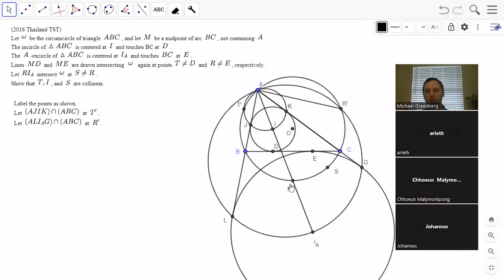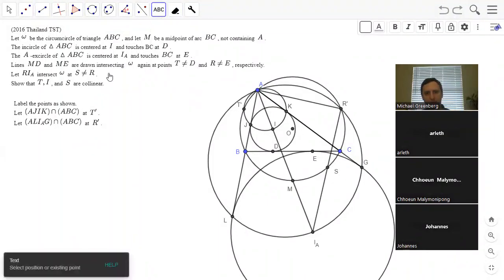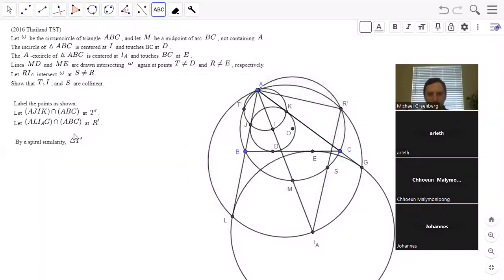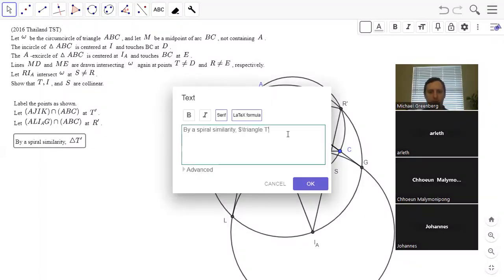I'm sorry, R prime E and M are collinear. So we could still draw that segment if we want. Yes. So by spiral similarity, T prime JB is similar to T prime KC.